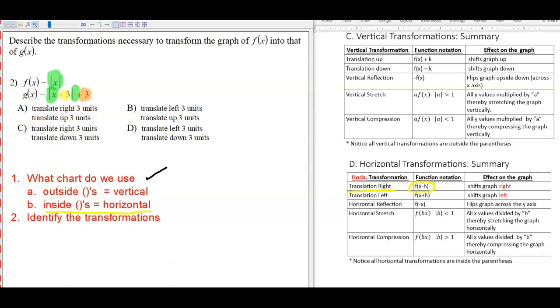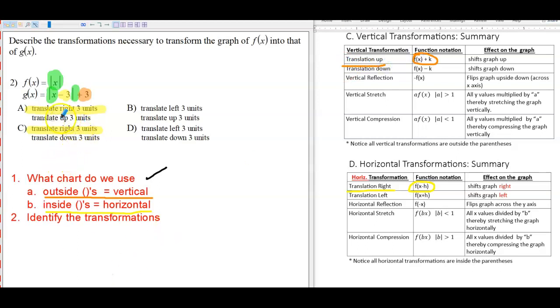That's the wrong color. Let me do yellow. So I've got one here and I've got one here. So already I know the answer has to be A or C, because both of those correspond to this yellow thing, which is a translation to the right. Now let's do the orange one. This 3 is a number added outside the parentheses, so that is a vertical change, and I'm going to be looking at this chart. In this chart, which one of these has a number being added outside the parentheses? That would be this guy right here, and therefore, it's a translation up.